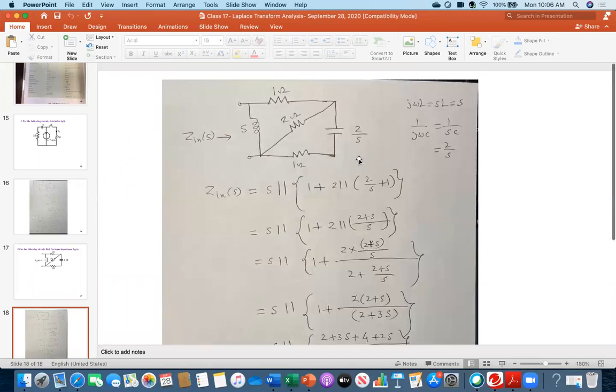Could you follow me, everybody? Yes. Okay, great. So that's all. With that, I believe now you are able to solve any circuit problems by using the Laplace transformation, whether it has the initial condition involved or not.